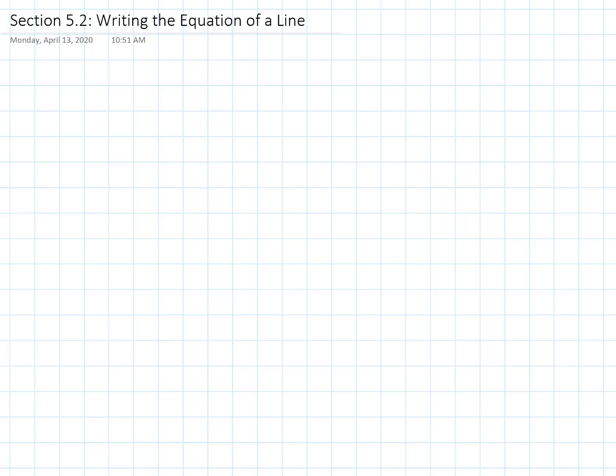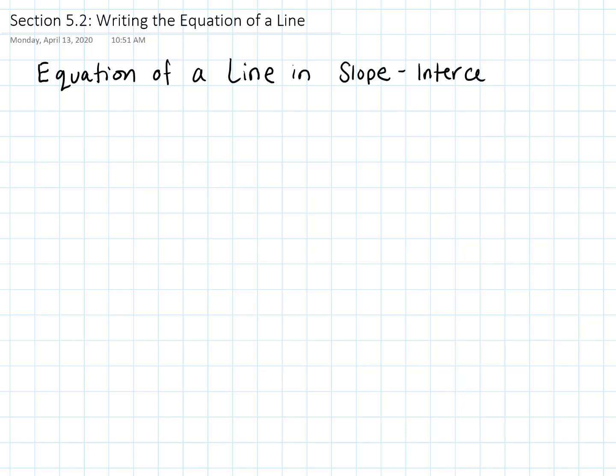So to do that, I want to write out a couple of steps first. I want to define what an equation of a line is. So let's start there. Let's define an equation of a line in what is called, and this is the only form we're going to use, slope-intercept form.